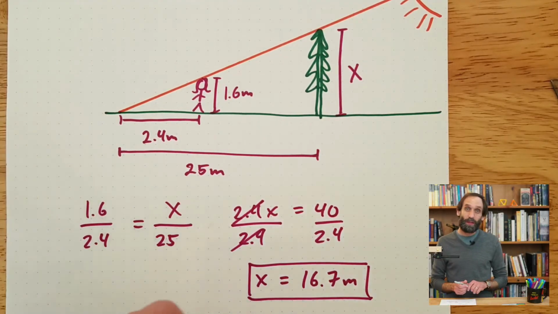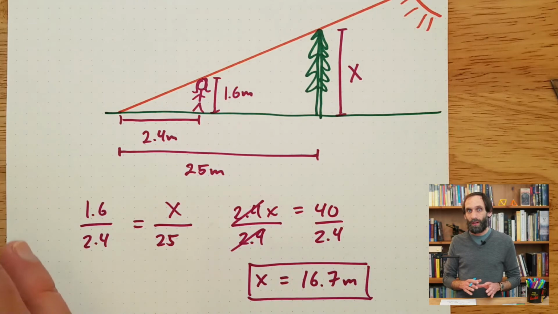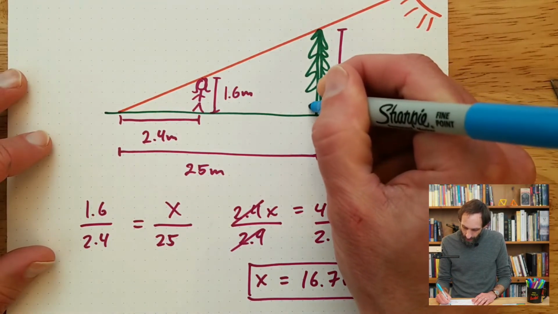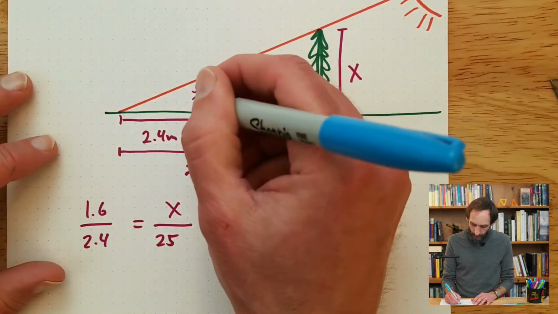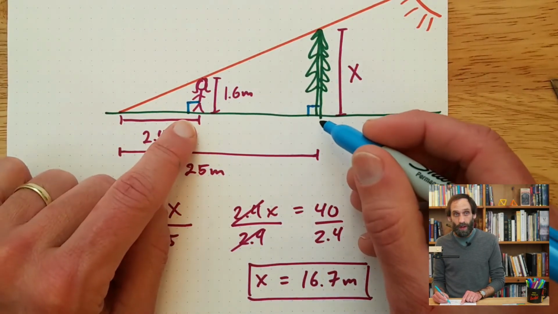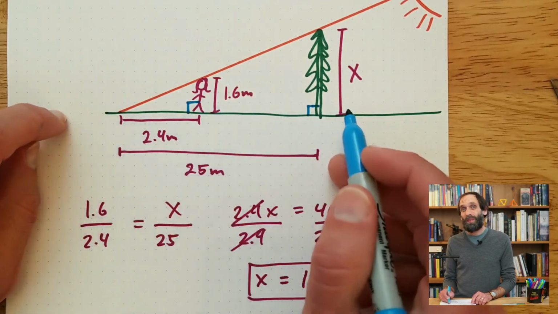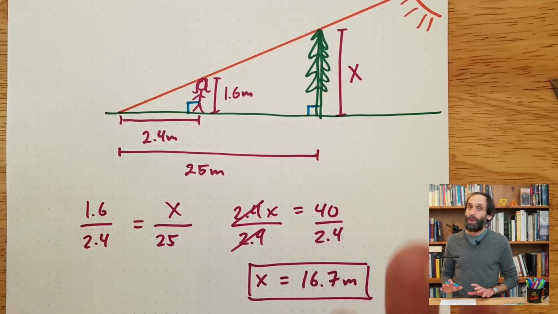Other things we're assuming that you might not have realized, in fact, you might even try pausing the video and writing down what the assumptions are. But one other one is we are assuming that the tree is perpendicular to the ground at a right angle. We're also assuming that the person is perpendicular to the ground. Furthermore, we are assuming that the ground is flat. If the ground is not flat, these calculations will be off.